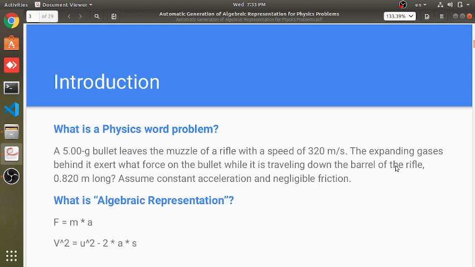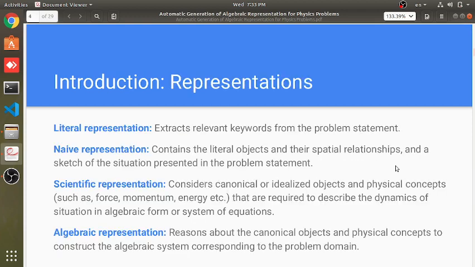In the introduction, first we will talk about the physics word problem. A physics word problem is any word problem in the physics domain. And algebraic representation is the representation of the physics word problem using some equation. In this equation there will be variables, and some variables will be known, some will be unknown. They will be connected via some operator.